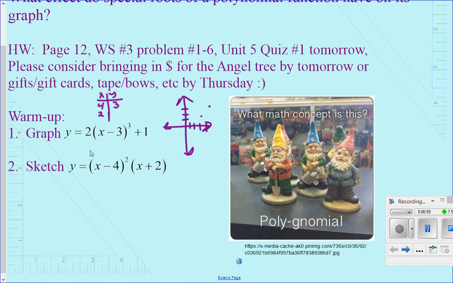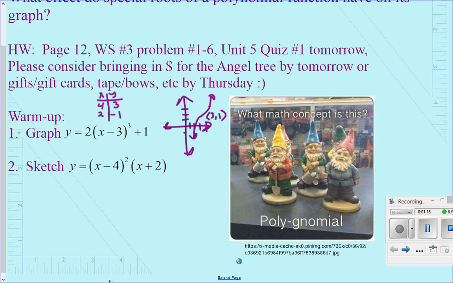And then substituting in 2 minus 3 is negative 1, cubed is negative 1, times 2 is negative 2, negative 2 plus 1 is negative 1. So I have my 3 points. That's my point of inflection. That's my graph.